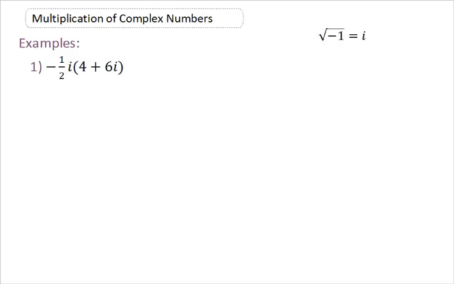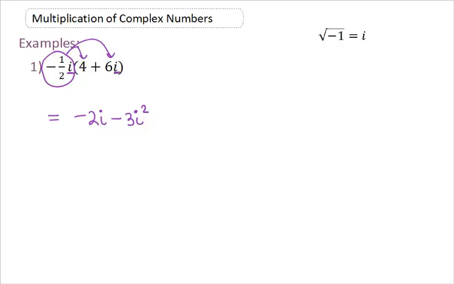Multiplication of complex numbers. This one, I have negative 1/2 i times 4 plus 6i. Again, think of it like polynomials. If I have one term multiplied by a whole group, what we do is we just distribute that through. So my negative 1/2 times 4 gives me a negative 2, and then I have my i. And last, negative 1/2 times 6 gives me a negative 3. And I have i times i, which gives me an i squared. But we must write these in the form of a plus bi.